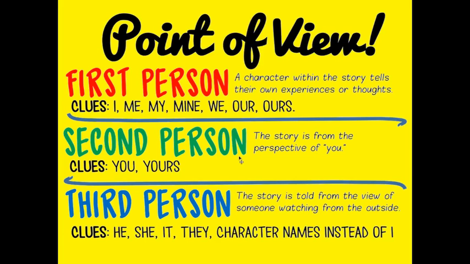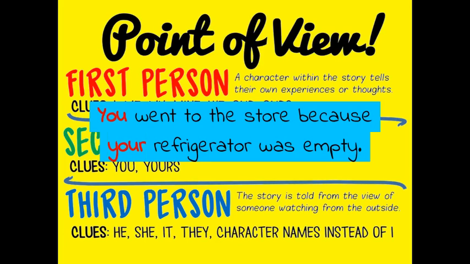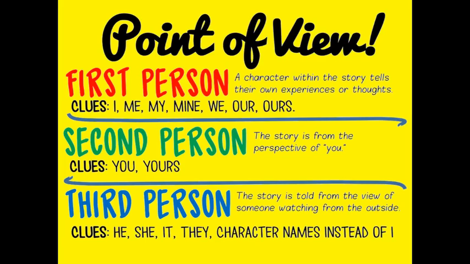Second-person point of view is when the story is from the perspective of you. You'll see the words you and yours. These are the clue words that tell us that the text is written in second-person point of view. An example sentence would be, you went to the store because your refrigerator was empty. The clue words you and your tell me that this sentence is written in second-person point of view.